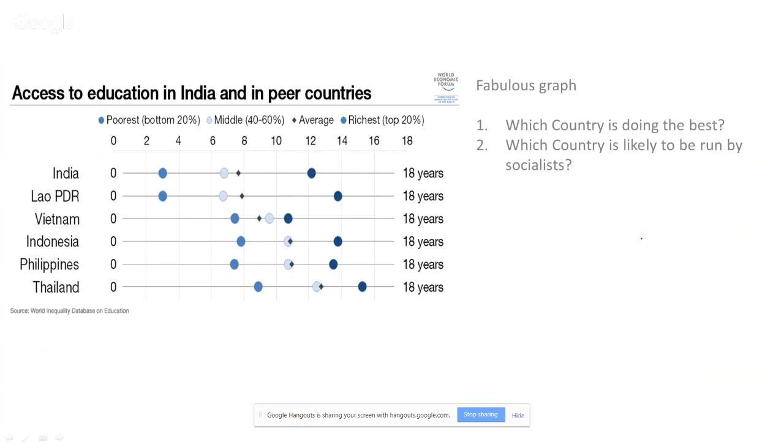discussions for this. So which country is doing the best? It's clear that Thailand, they have their average numbers high, their overall number high, their number high. They're doing a good job in all three, so they're doing the best.